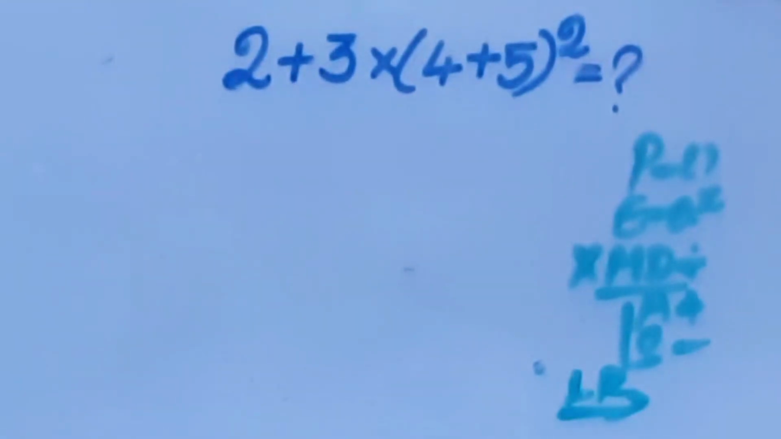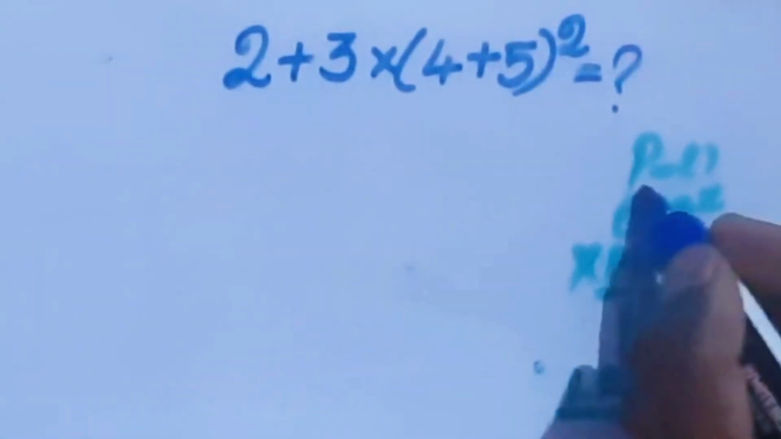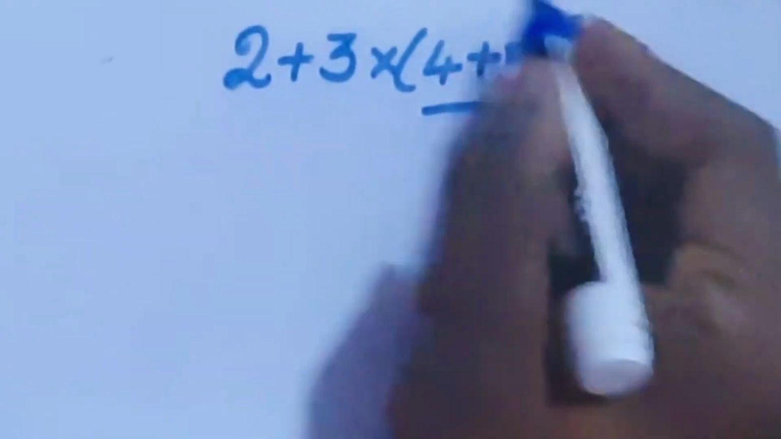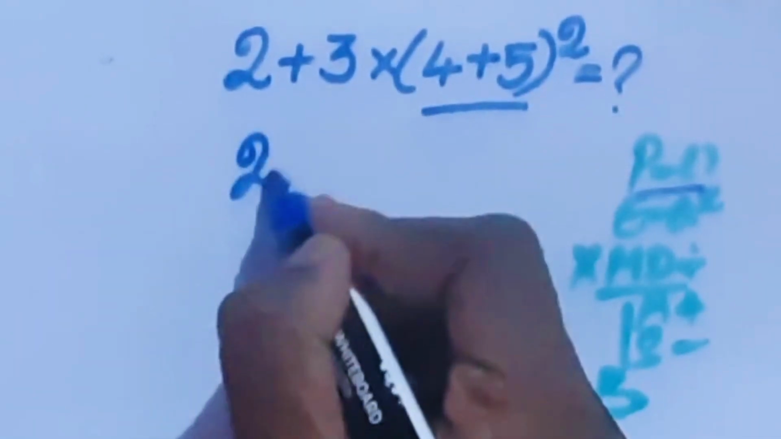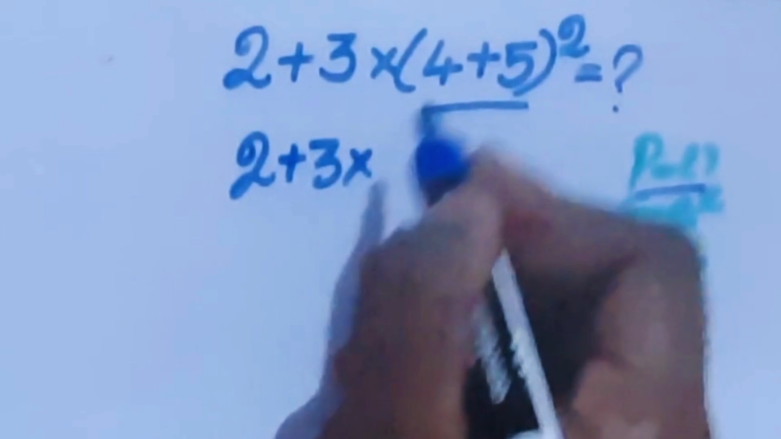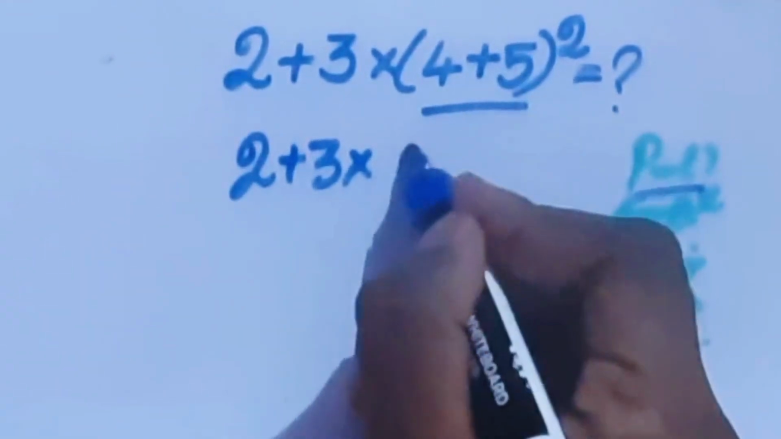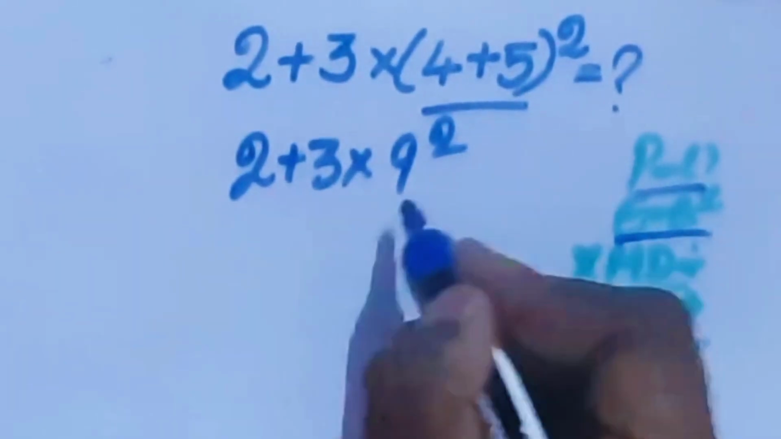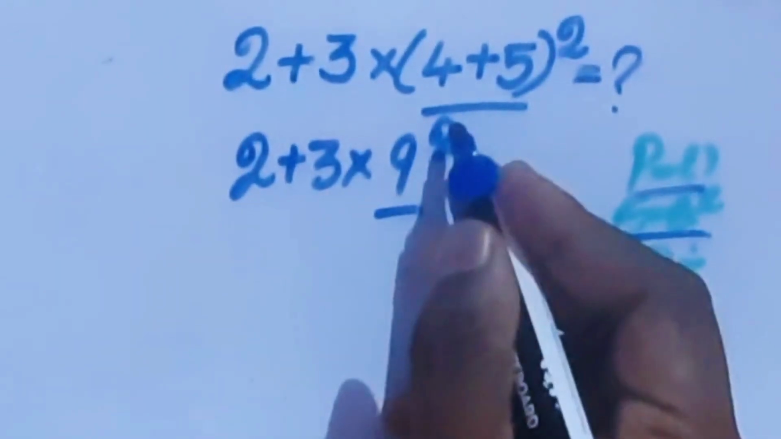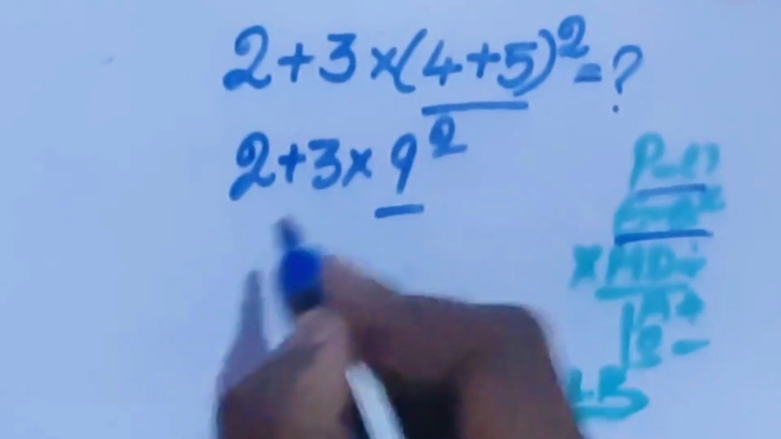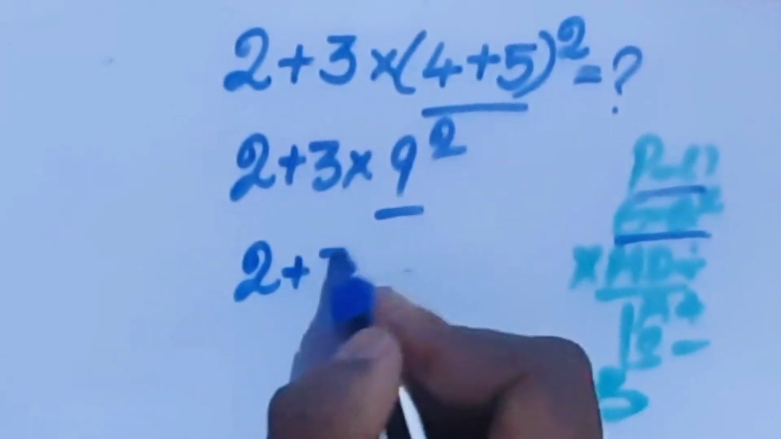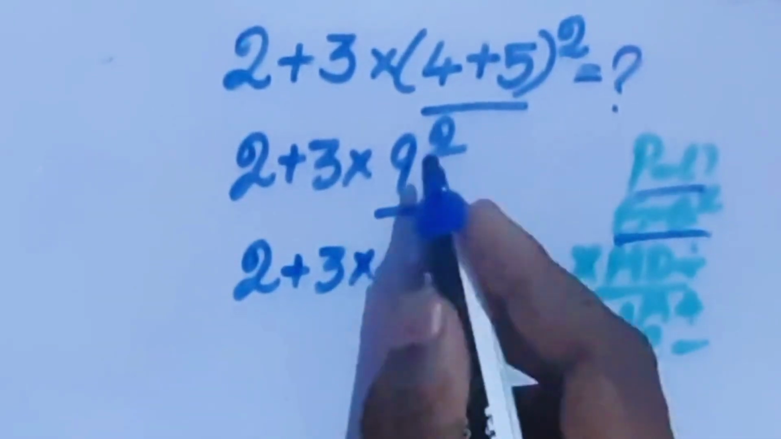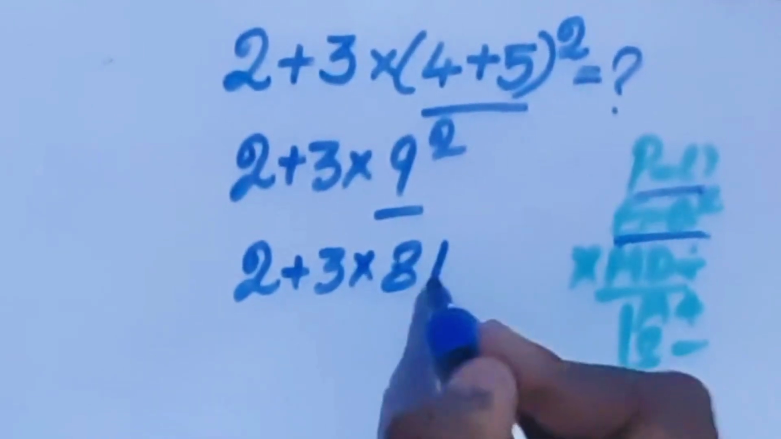Here, as per this order of operations PEMDAS, the bracket is higher priority. So, we have to do this bracket before this operation here. 2 plus 3 times 4 plus 5 is 9, to the power of 2. Here the next priority is the exponent. So we have to do this 9 to the power of 2 before this addition and multiplication. Here 2 plus 3 times 9 squared is 81.